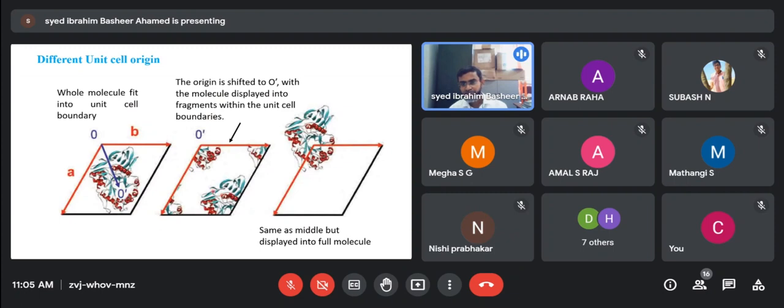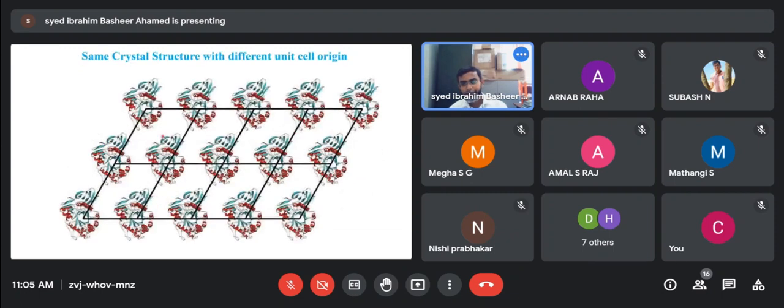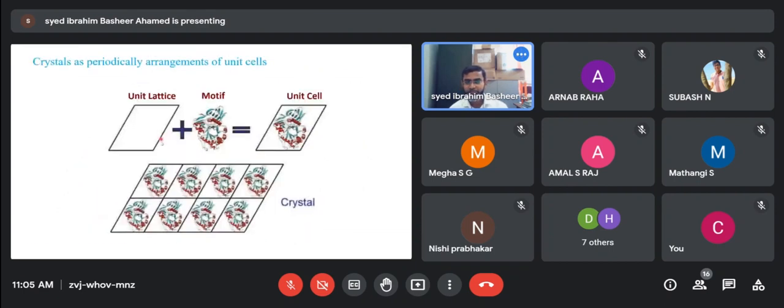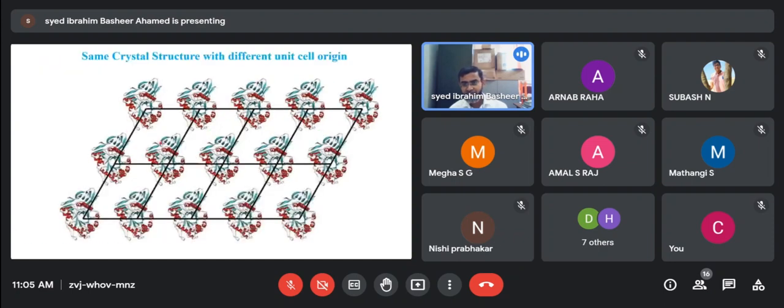So what does that mean? This unit cell in the previous case had an entire single molecule. Whereas here, it's not an entire single molecule. I have only the top portion here, and the bottom portion here. It's fragmented. Is it clear or not? It's not breaking the molecule.